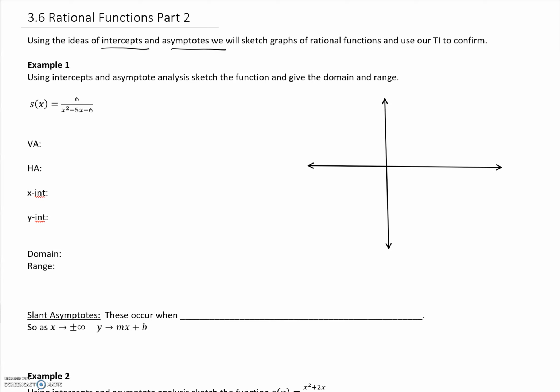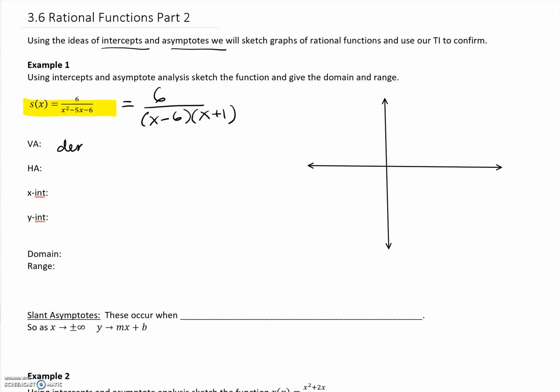So in the first one, I have this function, and they want us to find the vertical asymptote, horizontal asymptote, x-intercept, and y-intercept. And we know what steps to go through to find those. So before I do anything, I'll go ahead and factor this, because we're going to need to factor it anyway. So there's my rational function.